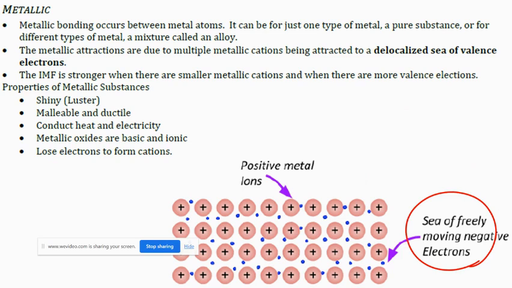Okay? Properties of metals and metallic substances. They are shiny. They also use the word luster for that. Luster means shiny. They are malleable.